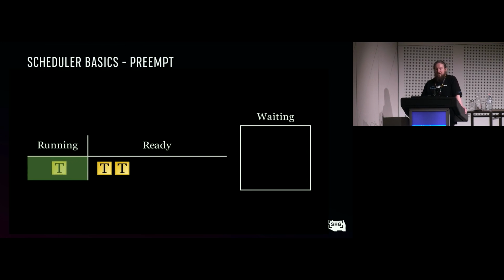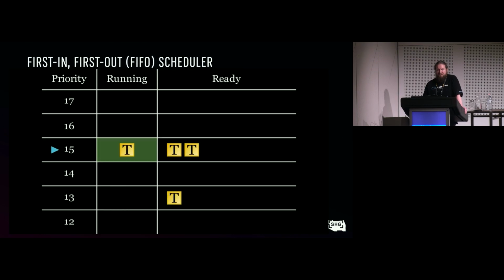Threads moving from a waiting state can be added to the ready queue, or they can preempt the currently running thread, pushing it onto the front of the ready queue. These operations are the core part of every operating system scheduler. Let's look at some more basic schedulers.